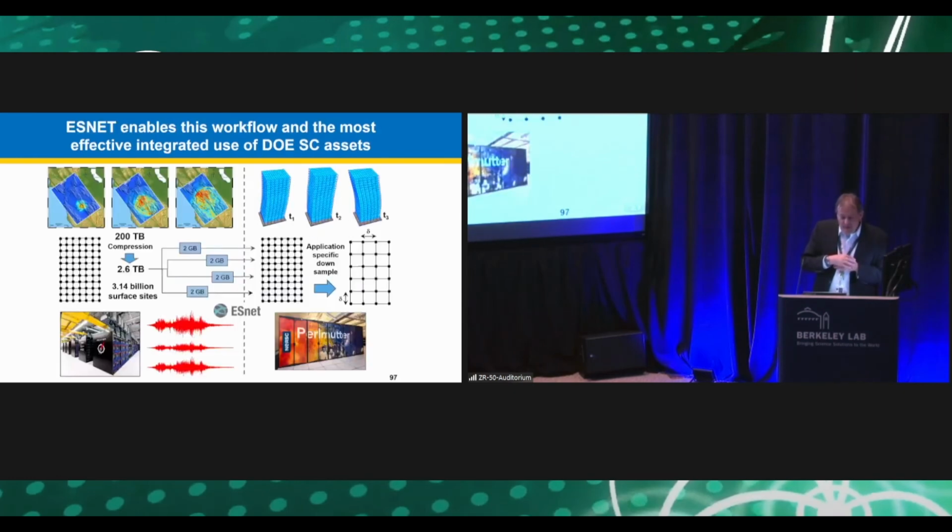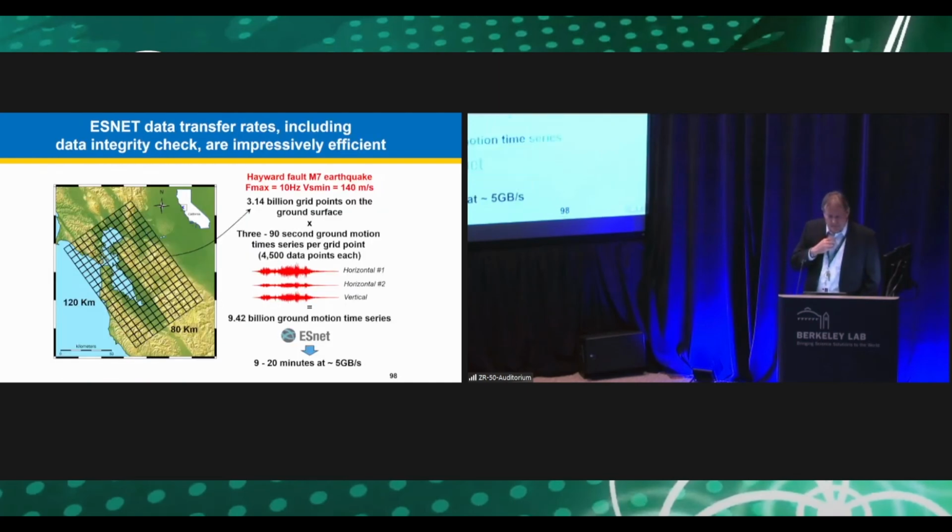So we are an advocate and a user of ESnet. It really is key and enables our workflow. So on the left, we have our Summit simulations, for example. We start with 200 terabytes of data. We compress that maybe by a factor of 50 to 100 for our structural evaluations. We chunk that into 2 gigabyte segments, and we transfer that over to Perlmutter to actually do our structural simulations. Next slide. So good for ESnet. This is really great.